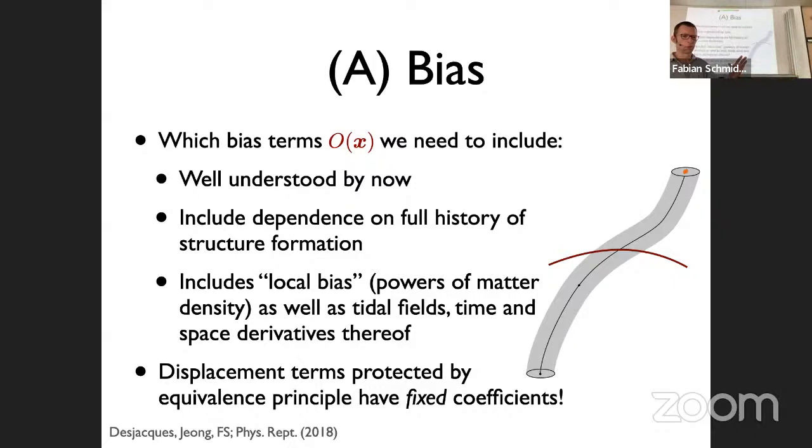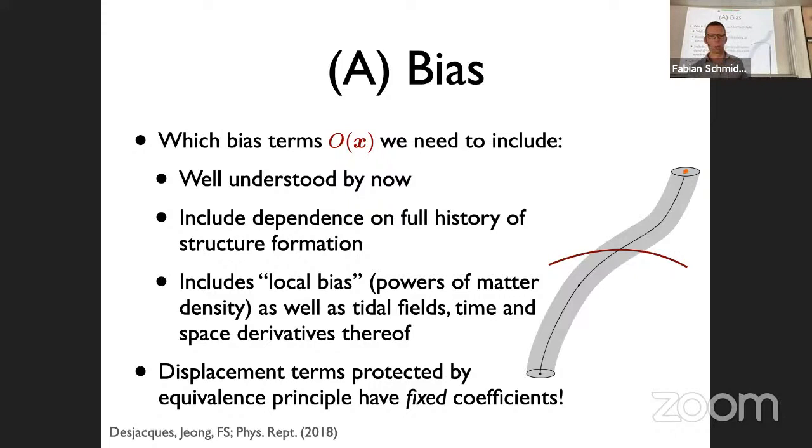So basically, to summarize, we need to include the matter density. I also need to include the tidal field, which I didn't talk about, but you can think of it as a similar thing as the matter density. It's something that's locally observable. And time and space derivatives. Time derivatives, as I said, because the formation happens over long time scales, so I need to include the full evolution. And spatial derivatives eventually, because as we look at smaller scale perturbations, they begin to probe the finite region from which the material comes.